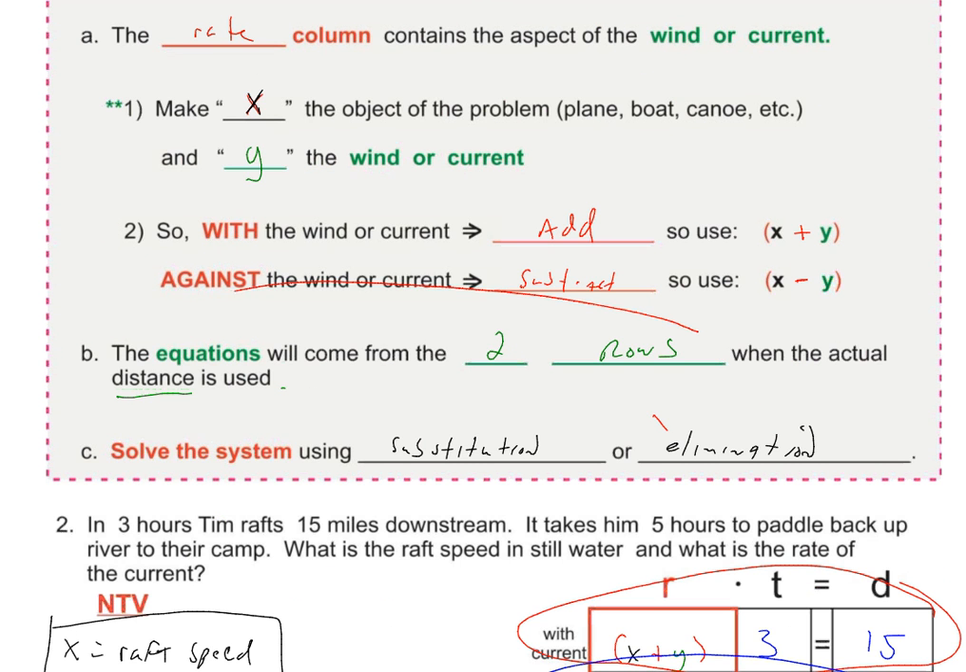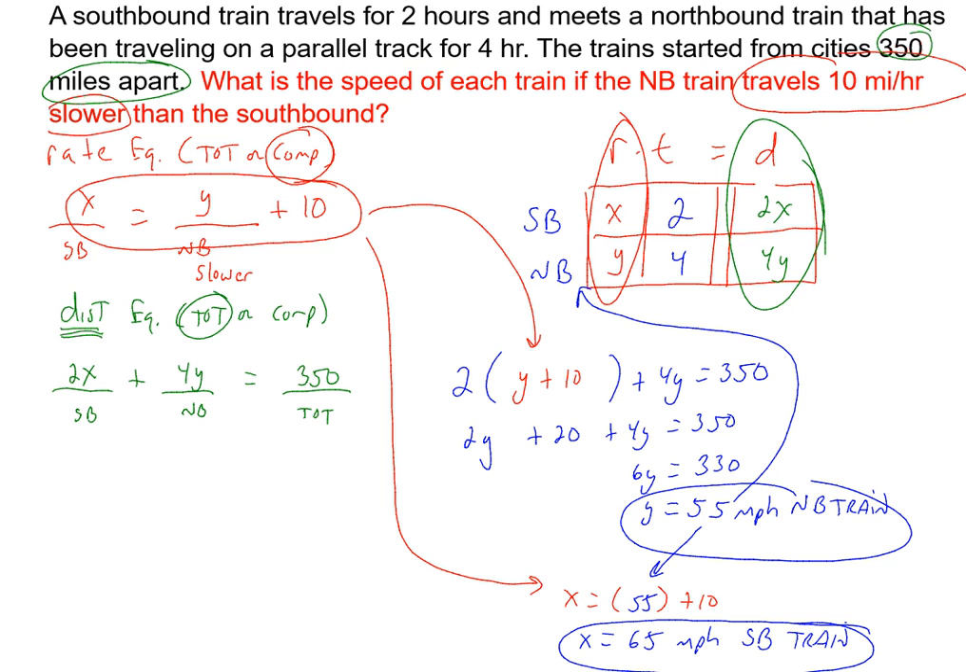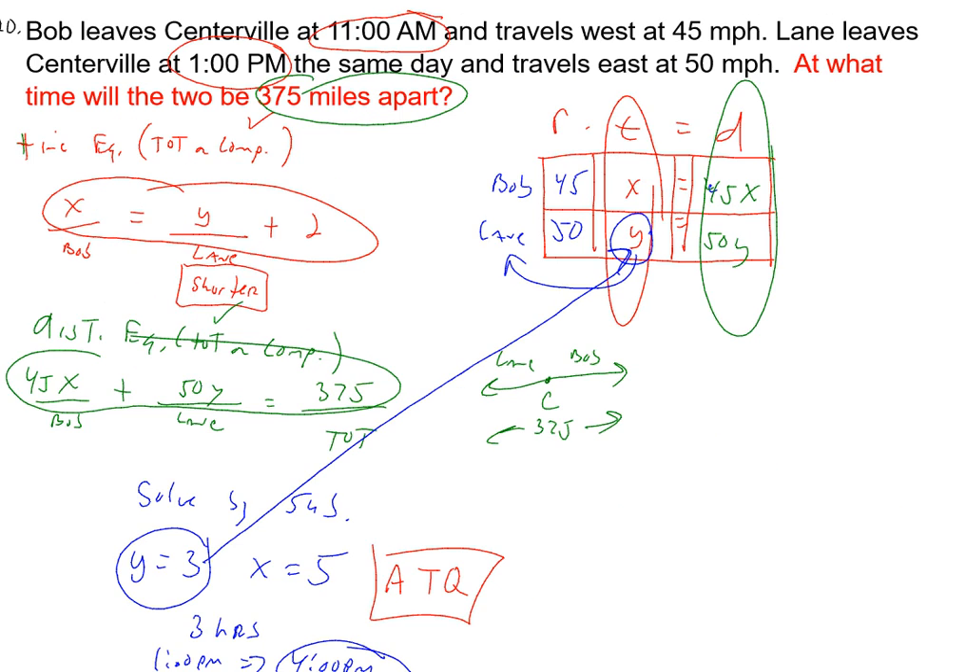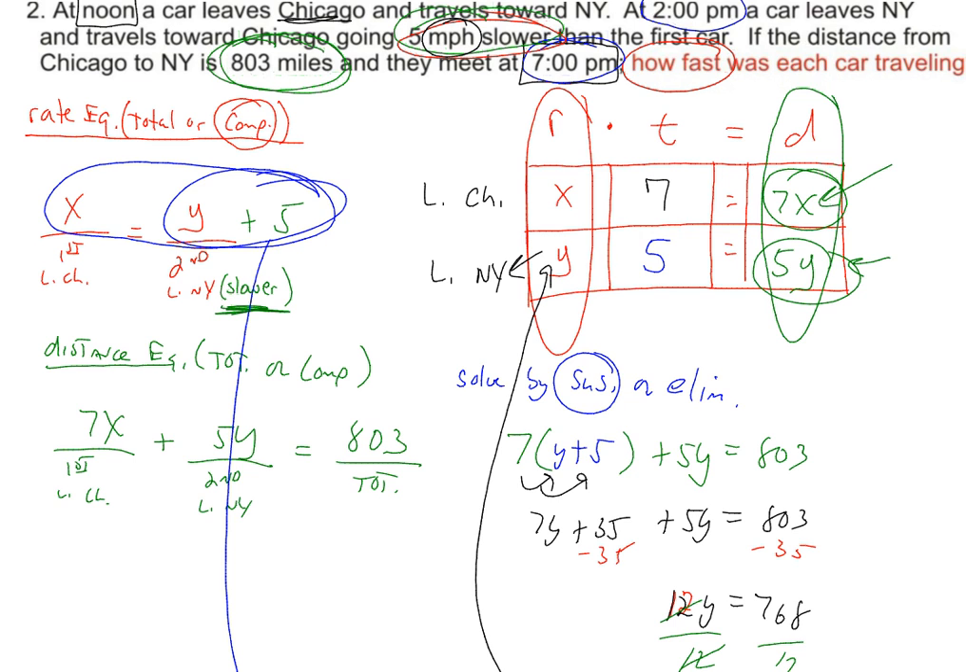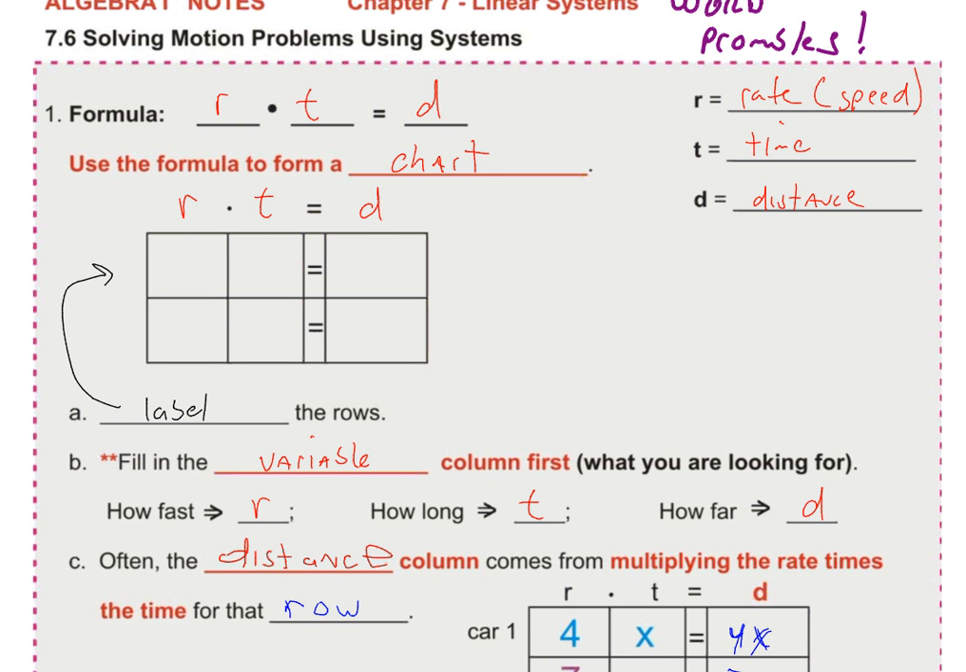B. The equations will come from, nope. That's, I'm in the wrong kind. I just got to go all the way back, as I said at the beginning. How many problems did we do already? Oh, my soul. Come on. Come on. All right.